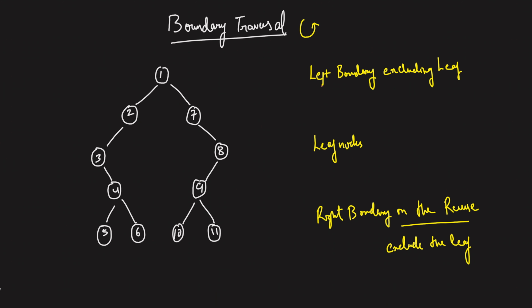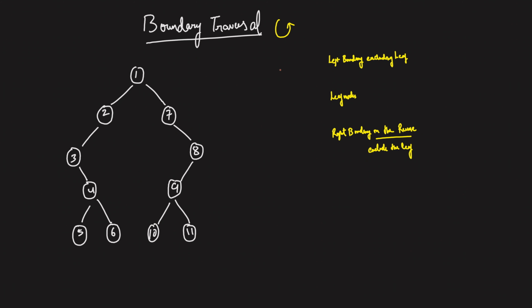So let's first discuss how do you get the left boundary excluding leaf nodes. In order to get the boundary traversal, we definitely have to take a data structure which stores the boundary traversal. So the first thing that you will always do is you will take the root of the tree and you'll put it, because that's a part of the left boundary as well as the right boundary. So in order to avoid any confusion, please make sure you put whatever is the root of the tree into the data structure.